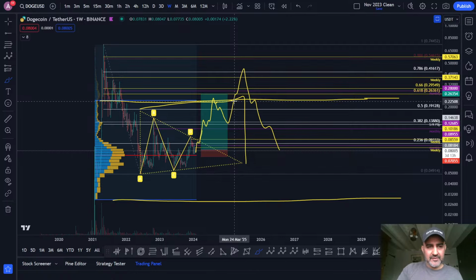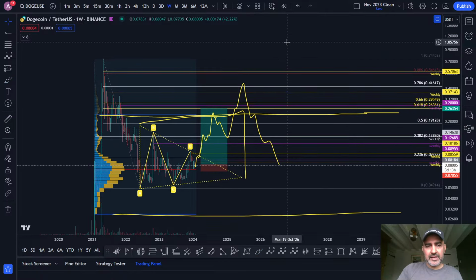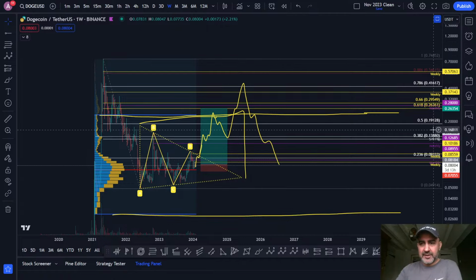So I think definitely once you get to the value area high and/or the golden pocket, that will be a major take profit. And then if it goes, it goes. Who cares? If it goes higher, it goes higher. And that's basically the extent of what I'm seeing with Doge.